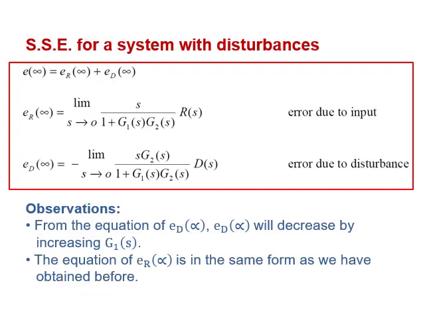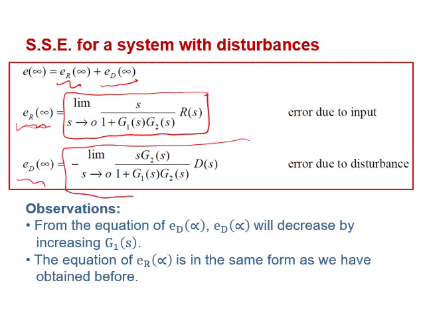So here he's showing the conclusion. He's saying that the error for the system with disturbance is going to be the total of the error due to input plus the error due to the disturbance. So here he split them. The error due to input is calculated from this equation, and the error due to disturbance is calculated using this equation. That's how we can evaluate the steady state error.